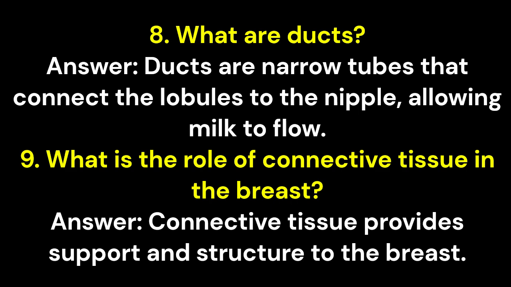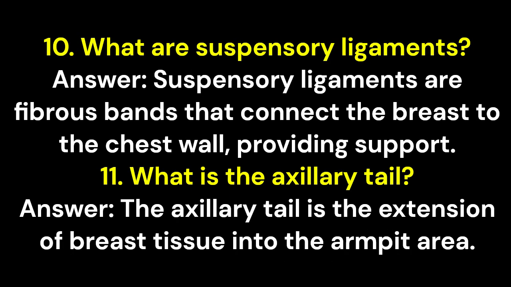10. What are suspensory ligaments? Answer: suspensory ligaments are fibrous bands that connect the breast to the chest wall, providing support. 11. What is the axillary tail? Answer: the axillary tail is the extension of breast tissue into the armpit area.